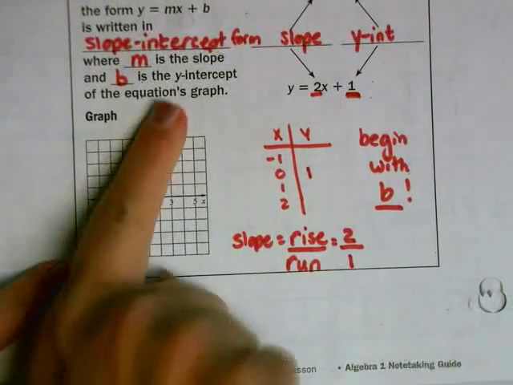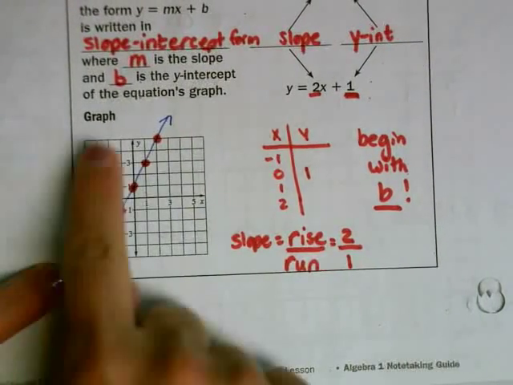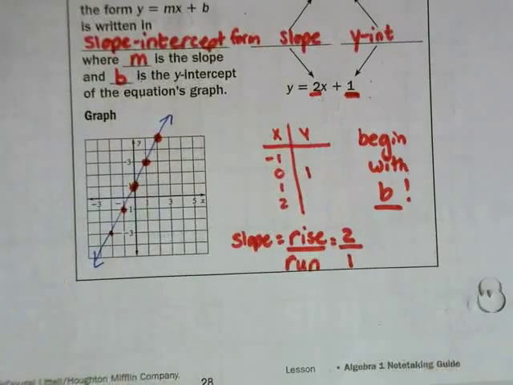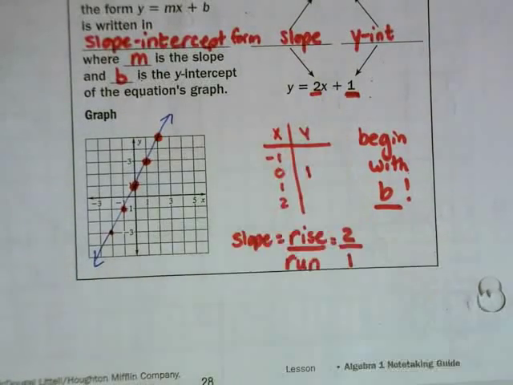Is it going uphill like we thought? Yeah. If it wasn't, we might need to look at that again and do something differently, because that's definitely a positive number, so it should go uphill.